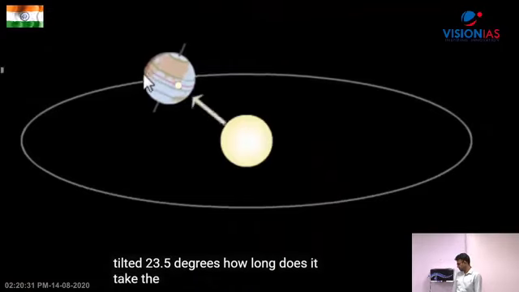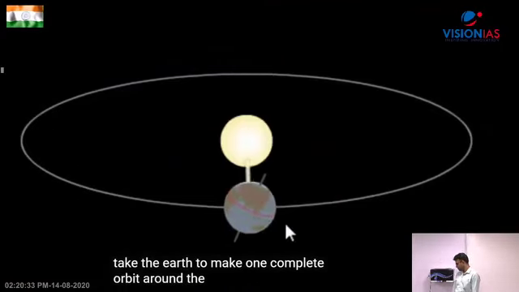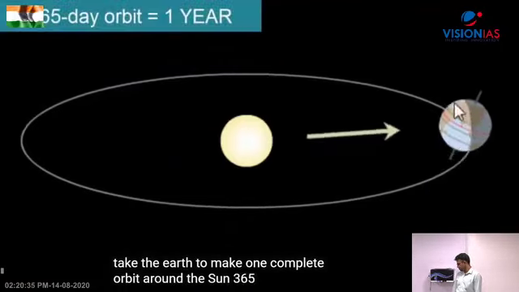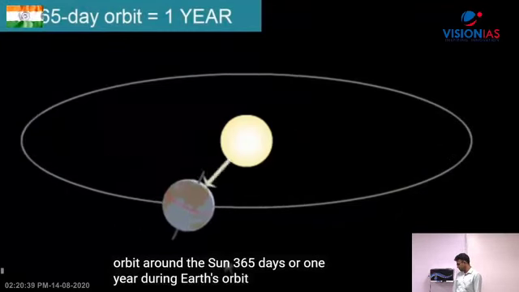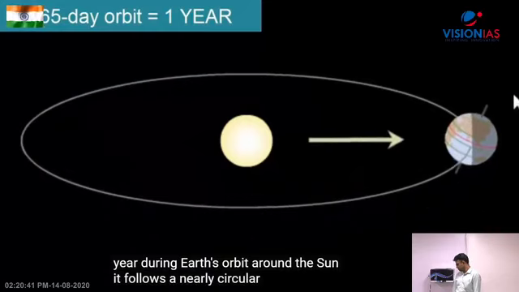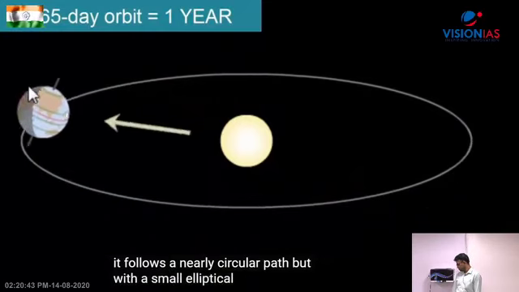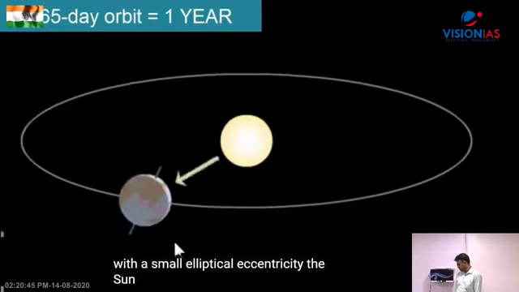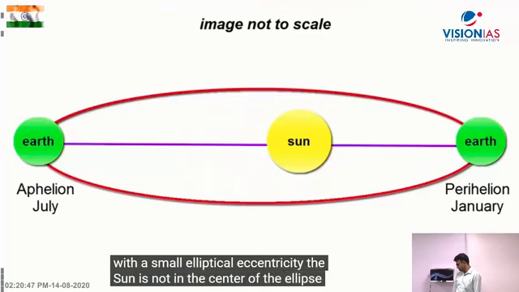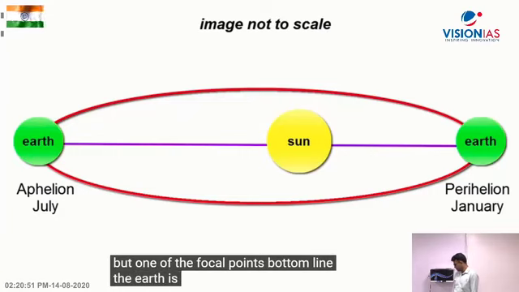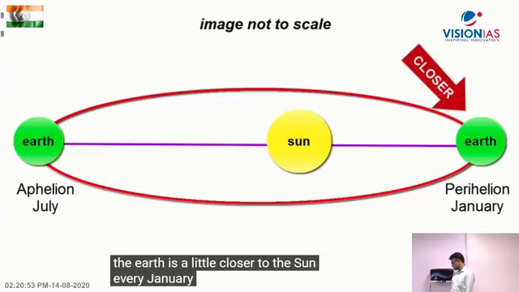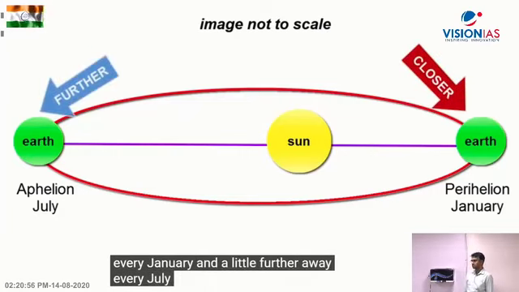How long does it take the Earth to make one complete orbit around the Sun? 365 days, or 1 year. During Earth's orbit around the Sun, it follows a nearly circular path, but with a small elliptical eccentricity. The Sun is not in the center of the ellipse, but one of the focal points. Bottom line, the Earth is a little closer to the Sun every January and a little further away every July.